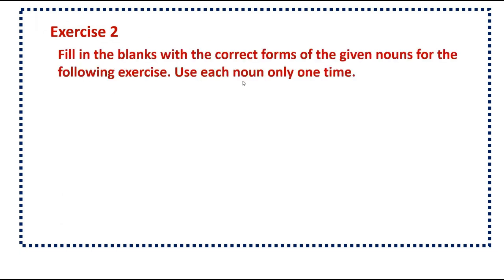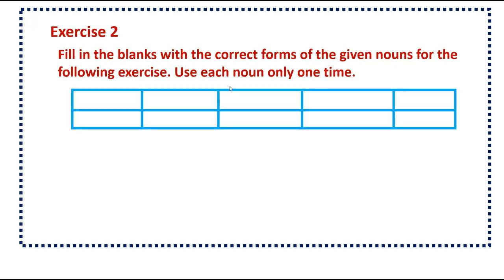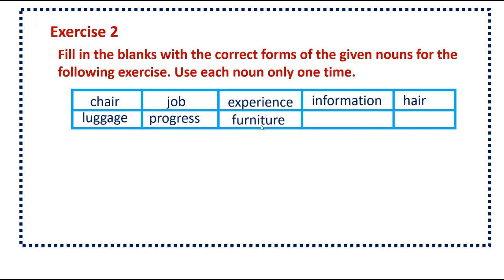Exercise 2. Fill in the blanks with the correct forms of the given nouns for the following exercise. Use each noun only one time. Chair, job, experience, information, hair, luggage, progress, furniture, permission, work. You have 5 seconds to give your answer before I'm going to move on to the next item and give you the correct answer. If you think 5 seconds is not enough, you can pause the video.